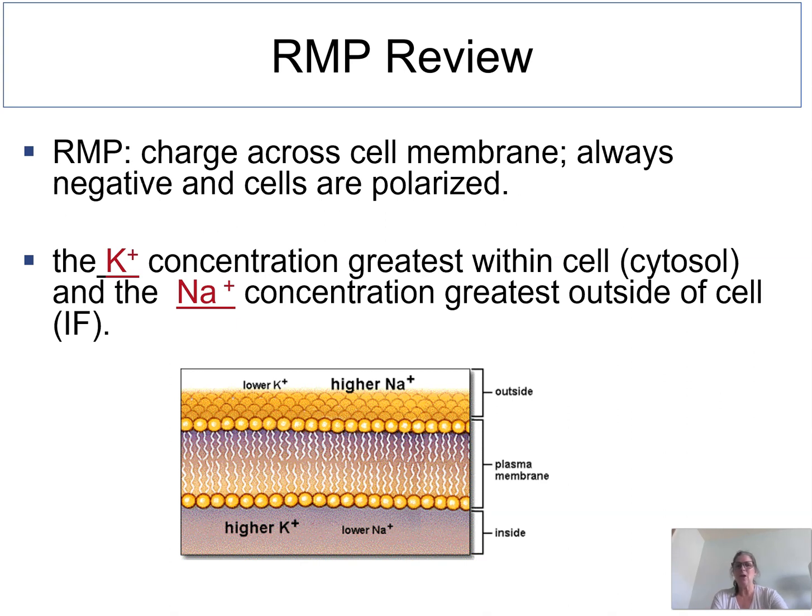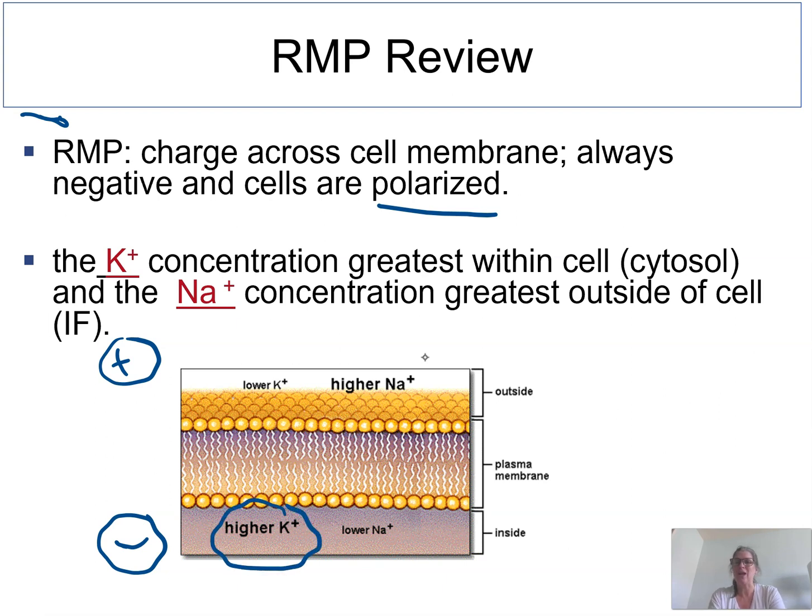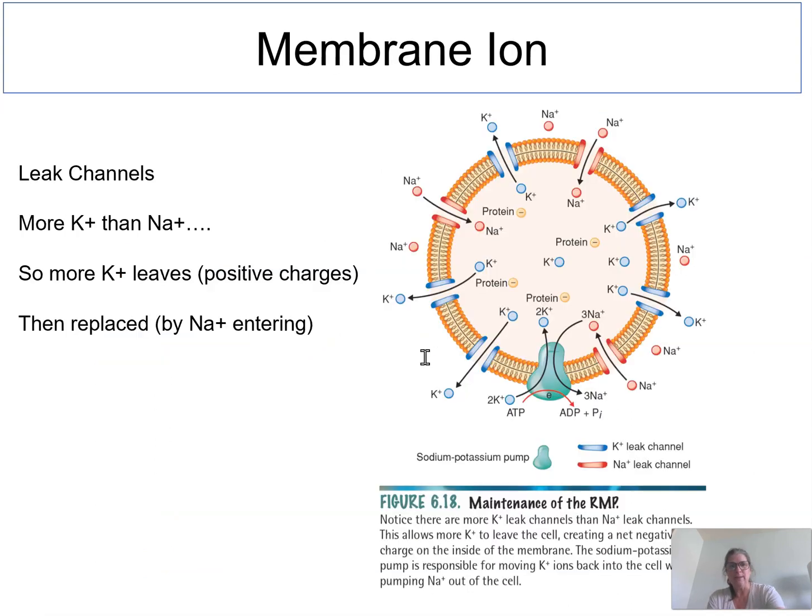So you already know that the resting membrane potential, or RMP, is the charge across a cell membrane. If we look at a cell membrane, we know that the inside of the cell has a negative charge and the outside has a positive charge. Since you have this separation of charges, we say that the cells are polarized. Now, we also learned that the potassium concentration is much higher inside the cell, and that the sodium concentration is greater outside of the cell.